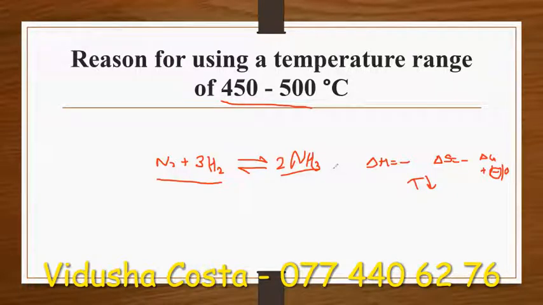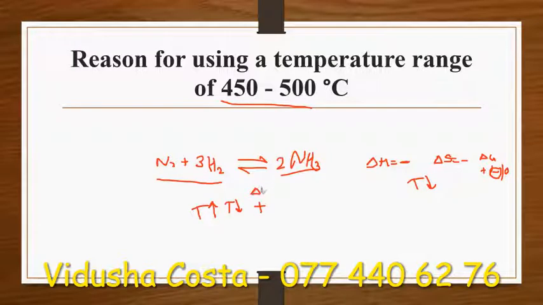We'll use equilibrium Le Chatelier principle. This is an exothermic reaction, delta H is a minus value. When you increase the temperature, what will happen? The system tries to decrease the temperature. To decrease the temperature, the endothermic reaction should take place.